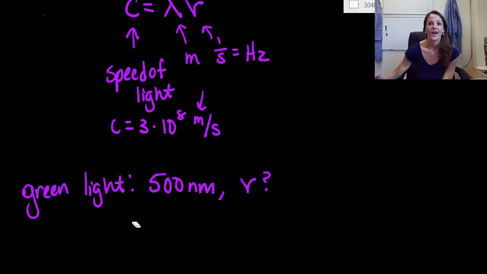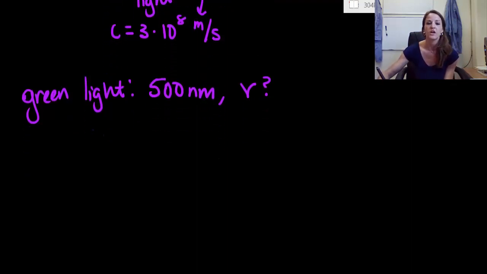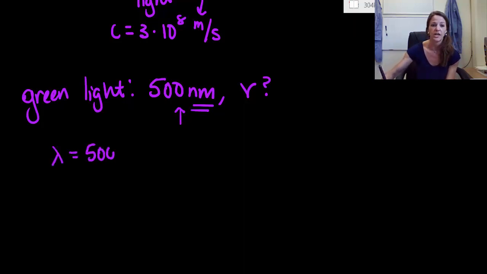Okay, go. All right, did we get an answer? Hopefully we did. If not, let's work through it together. So the first thing we need to do is identify our variables. So we have something which is 500 nanometers. Nanometers is your big red flag to know that we're talking about wavelength. So wavelength is equal to 500 nanometers.